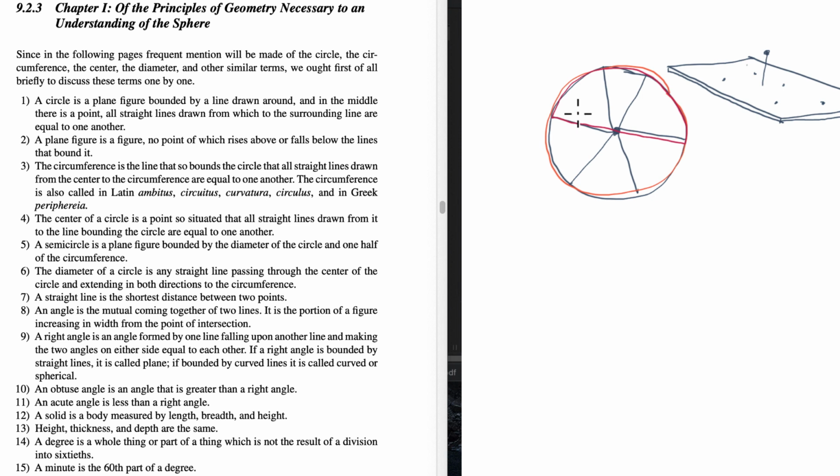He says a straight line is the shortest distance between 2 points. So, if you have 2 points, one here and one here, this of course is not a straight line because it's not the shortest distance. So he's describing a straight line in terms of distances between 2 points. He says an angle is a mutual coming together of 2 lines. So if you have 2 lines like that, then what's going to happen is that's going to form some angles here, here, here, and here. So he's reminding us what he means by angle.